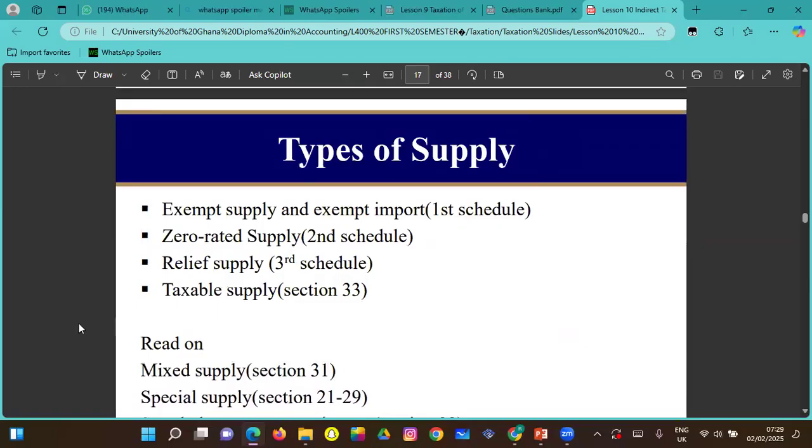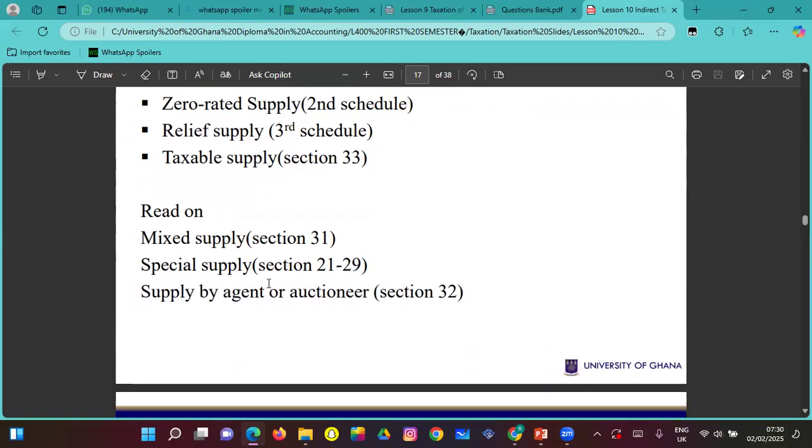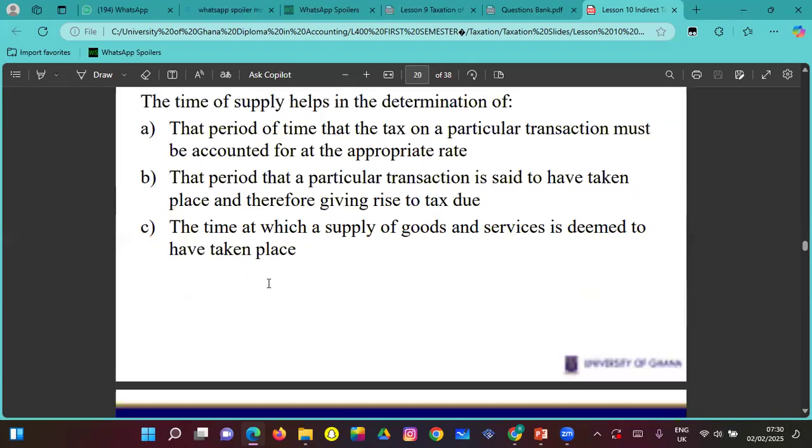All right, so I didn't really talk about this one. The exempt supply is a supply that is exempt from VAT. Zero rated supply attracts zero rate VAT, and then relief supply is more or less like a relief, it's used to reduce the tax burden. And then a taxable supply is the kind of supply that is taxable.